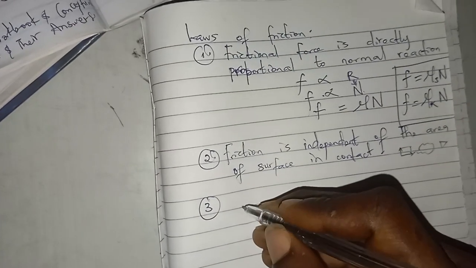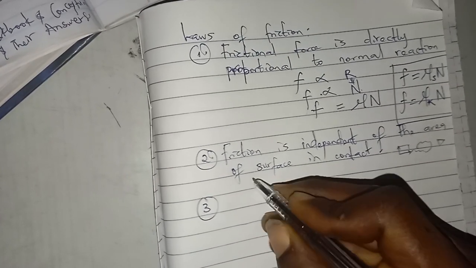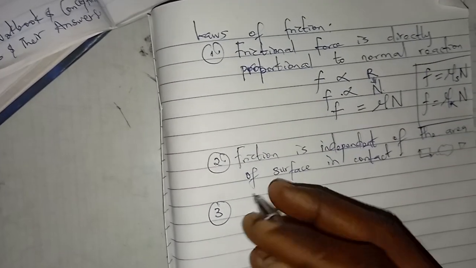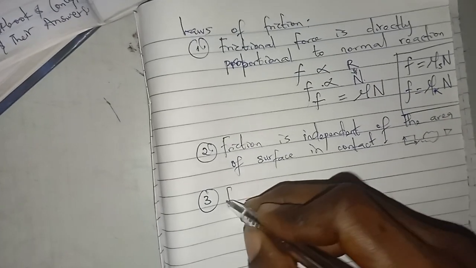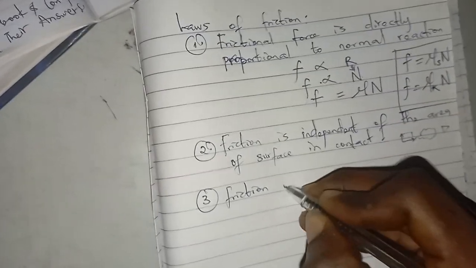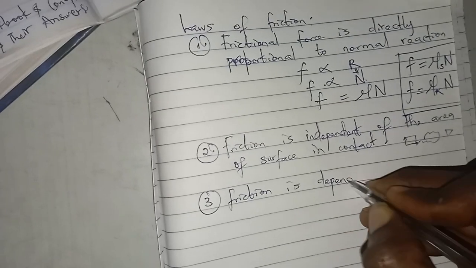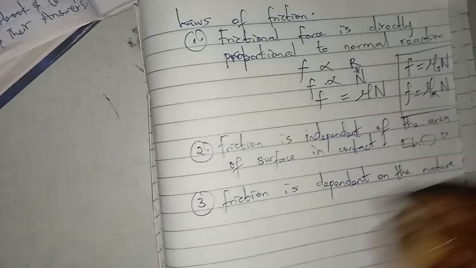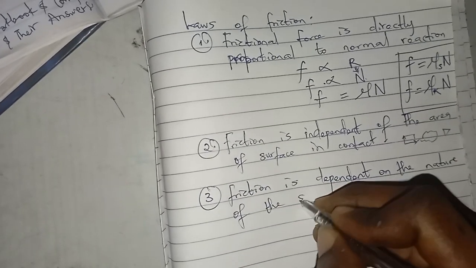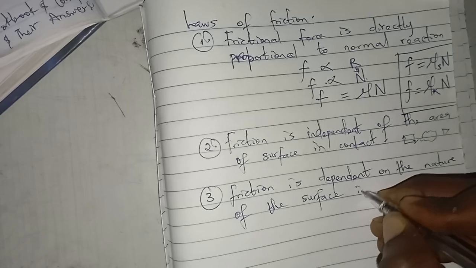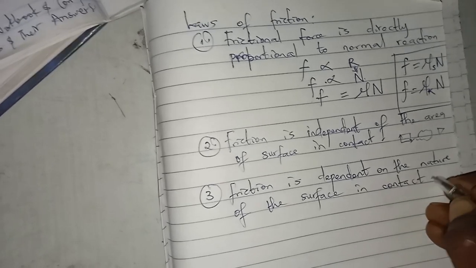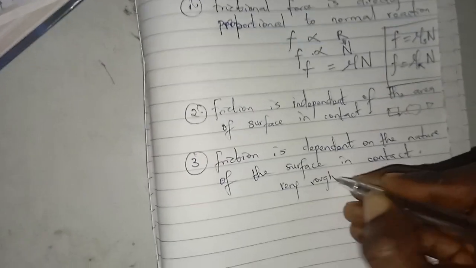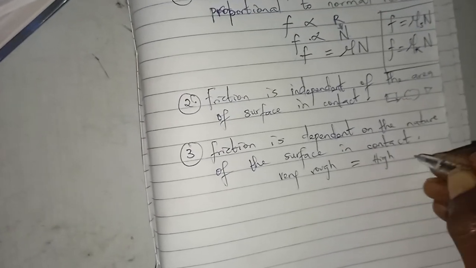Why? So it's independent of the quantity of surface, but it is dependent on the quality of surface, which we call nature of the surface. So friction is dependent on the nature of the surface in contact. So if the surface is very rough, equals high friction.